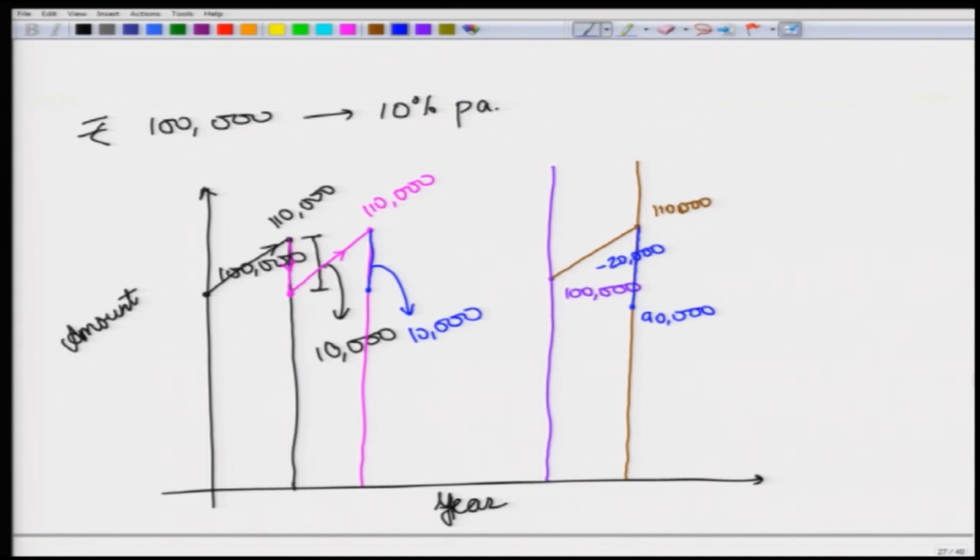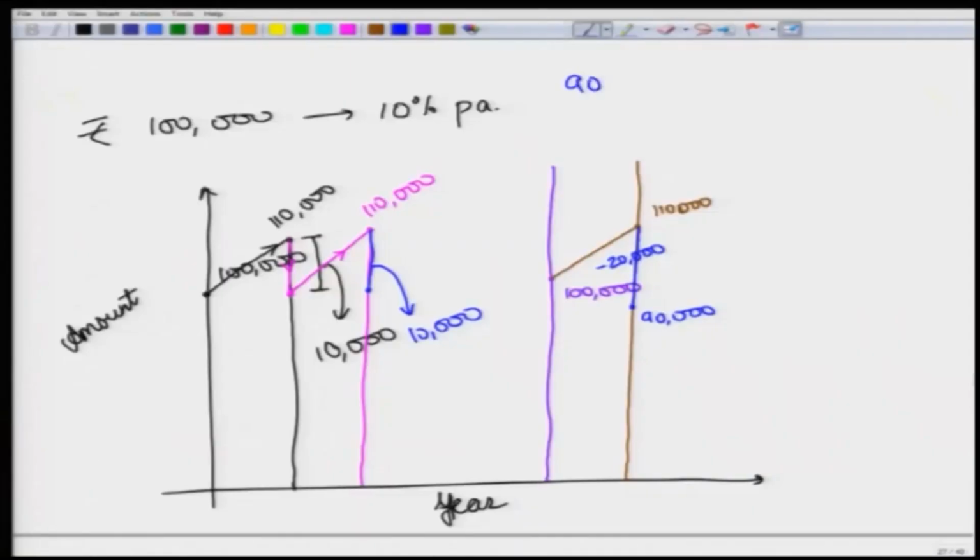Now, at the end of this year, at the end of the second year, what is the amount of interest that you will get? Now, the interest that you will get is on 90,000 rupees only, you are not getting the interest on 100,000 rupees. So, the interest here will be 90,000 into 10 by 100, which is 9,000. So, at the end of this year, you are getting a sum of 90,000 plus 9,000, which is 99,000.